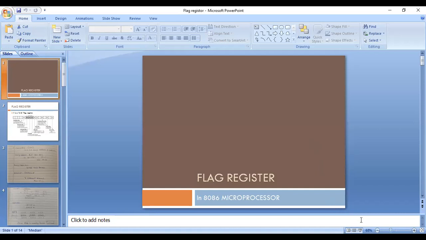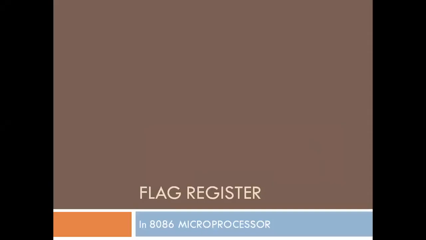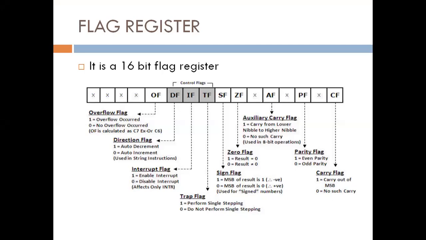Today we'll see the flag register in the 8086 microprocessor. The flag register is denoted as FR. It is a 16-bit flag register. It has 6 conditional flags and 3 control flags.